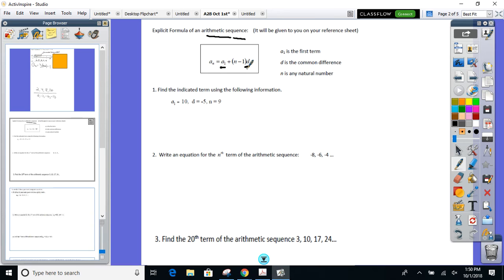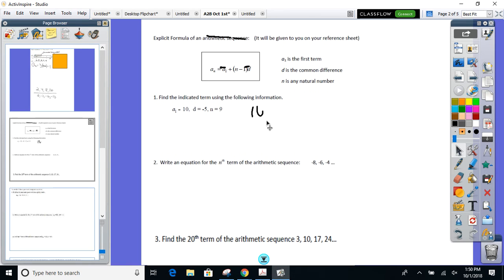Find the indicated term using this information. What does this 10 mean? First term is 10. What's the D value again? Meaning I'm adding -5 every time. And I'm trying to find when n equals 9, basically the 9th term. We're done listing them out, 10 plus a -5, and so on. We're going to start using the formula now, because I'll show you why that's ridiculous in a second, other than being 12th graders and you're better than that.